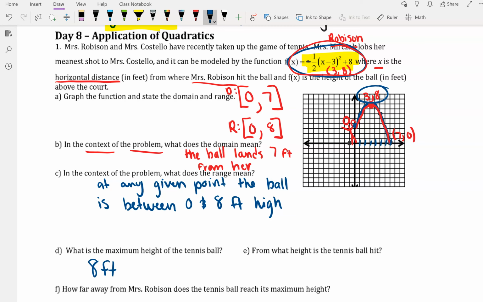From what height is the ball hit? So we kind of talked about that when I drew my picture. This is where she's hitting it. The y-intercept here is going to be 1, 2, 3.5. So, since the y-intercept is 0, 3.5, that means that the height where she hit the ball, this is right where she hit the ball, was 3.5 feet.